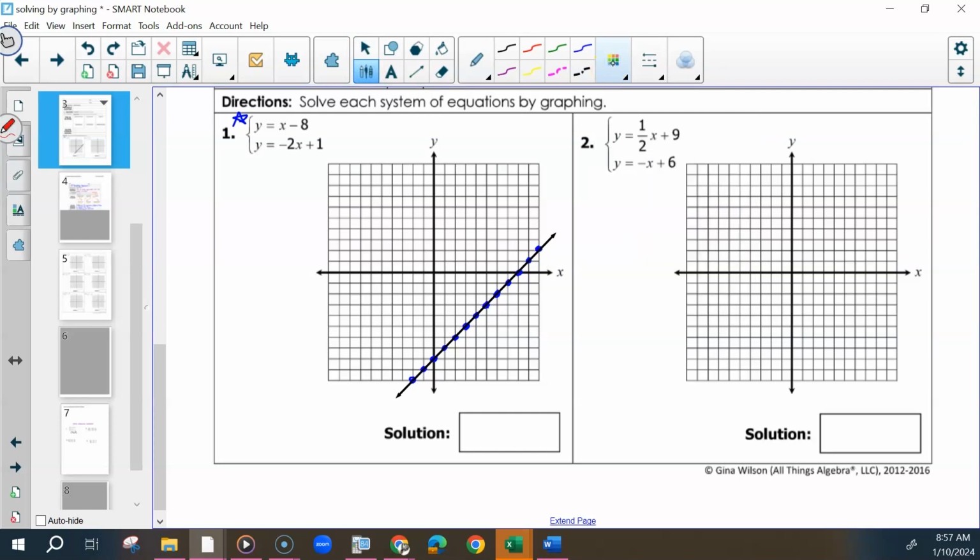And then let's graph the other one. That one's going to start at +1. Slope is negative. What direction should I go to get a negative slope? Down and right would make a negative, or up and left would make a negative. So you can go up 2, left 1 as many times as possible, or down 2, right 1 as many times as possible.